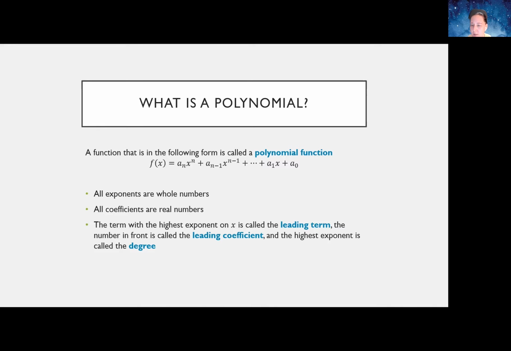And then just some terminology. That first term that has the highest exponent is called the leading term. The number in front is the leading coefficient, and then that highest exponent is the degree.